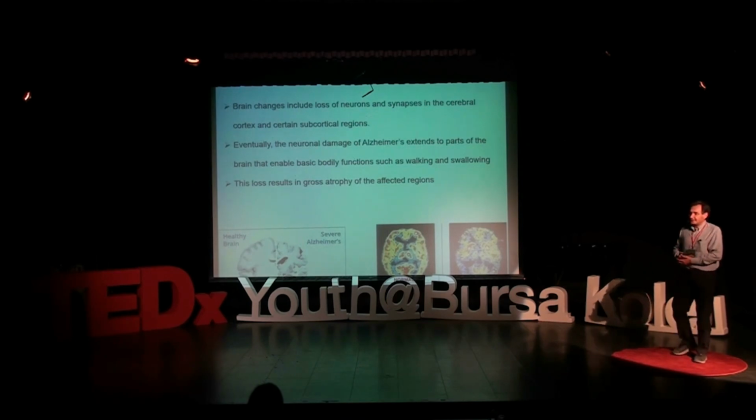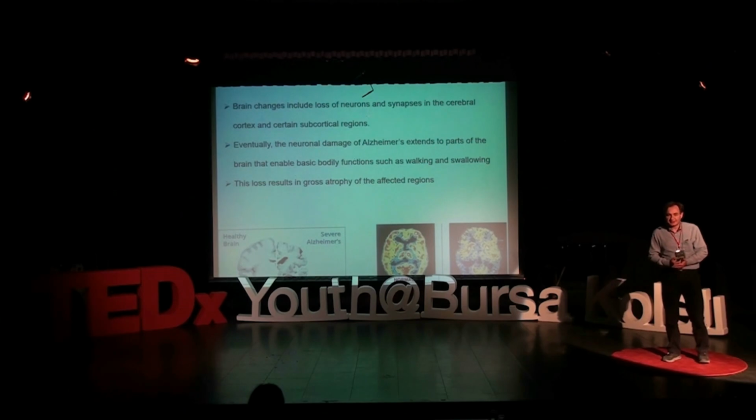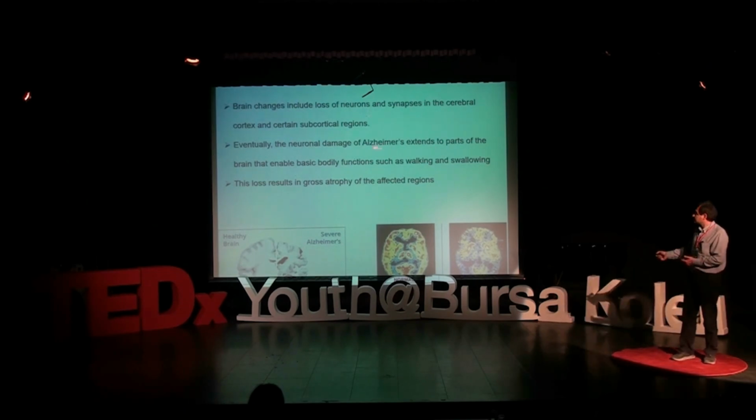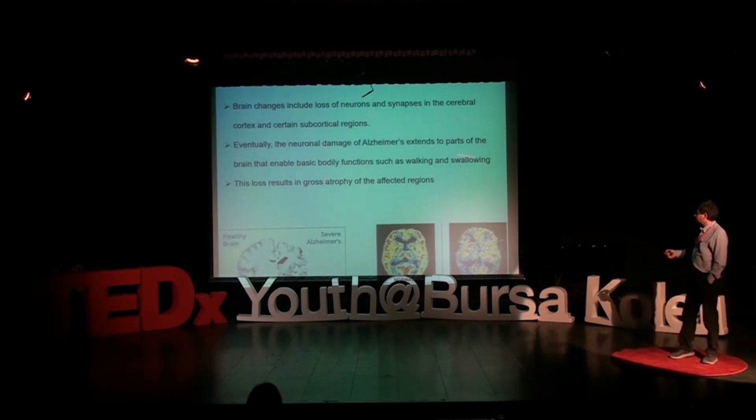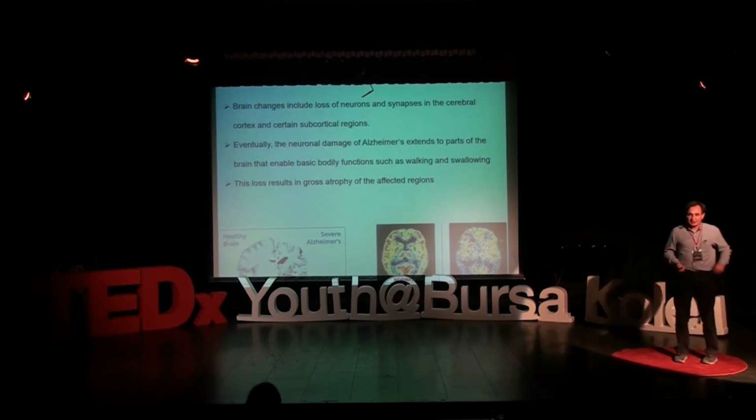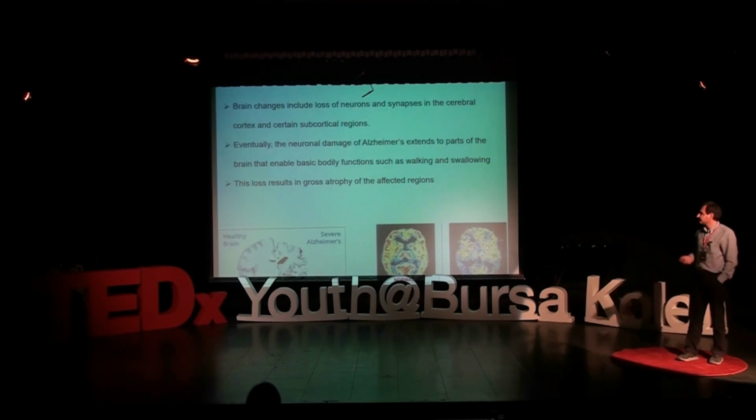In Alzheimer's disease, brain changes include loss of neurons and synapses in the cerebral cortex and in certain subcortical regions. I'll come to that, synapses, in a bit. Eventually, the neuronal damage of Alzheimer's extends to the parts of the brain that enable basic bodily functions such as walking and swallowing, and some others. This loss results in gross atrophy of the affected regions.